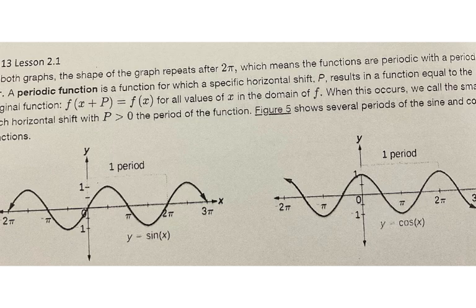Sine goes through the origin. Cosine starts at 0, 1. So looking here, if I start here, when they talk about the period being 2 pi, basically, how long does it take before this graph repeats itself? Does it do the same thing again?